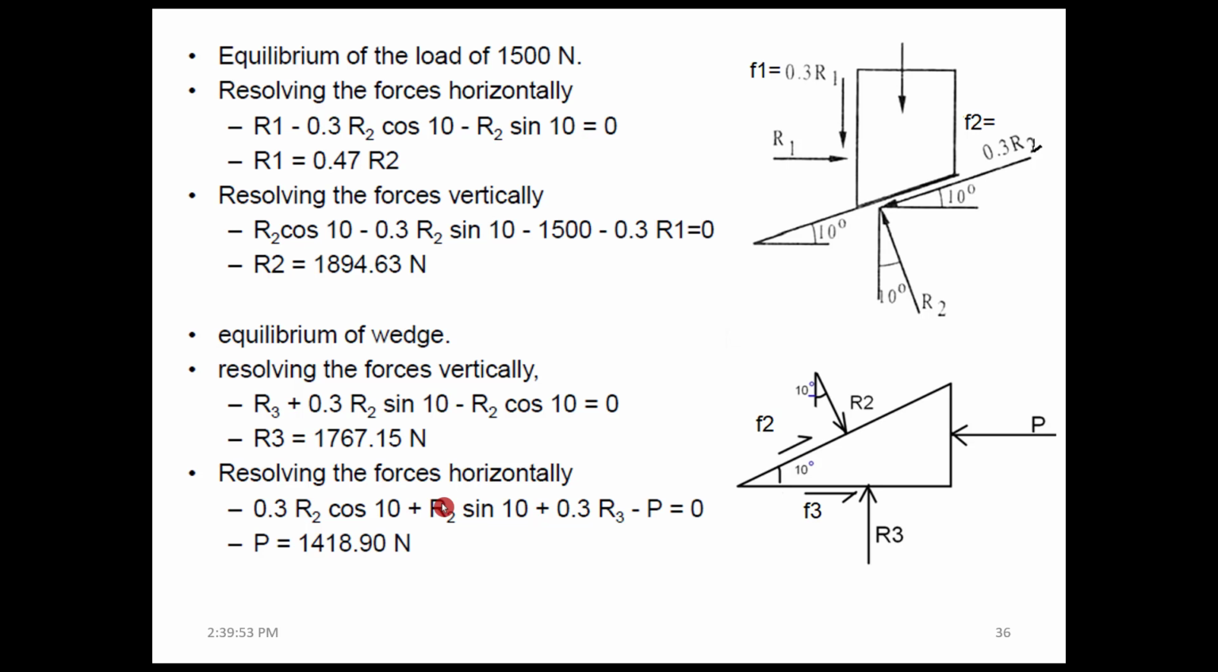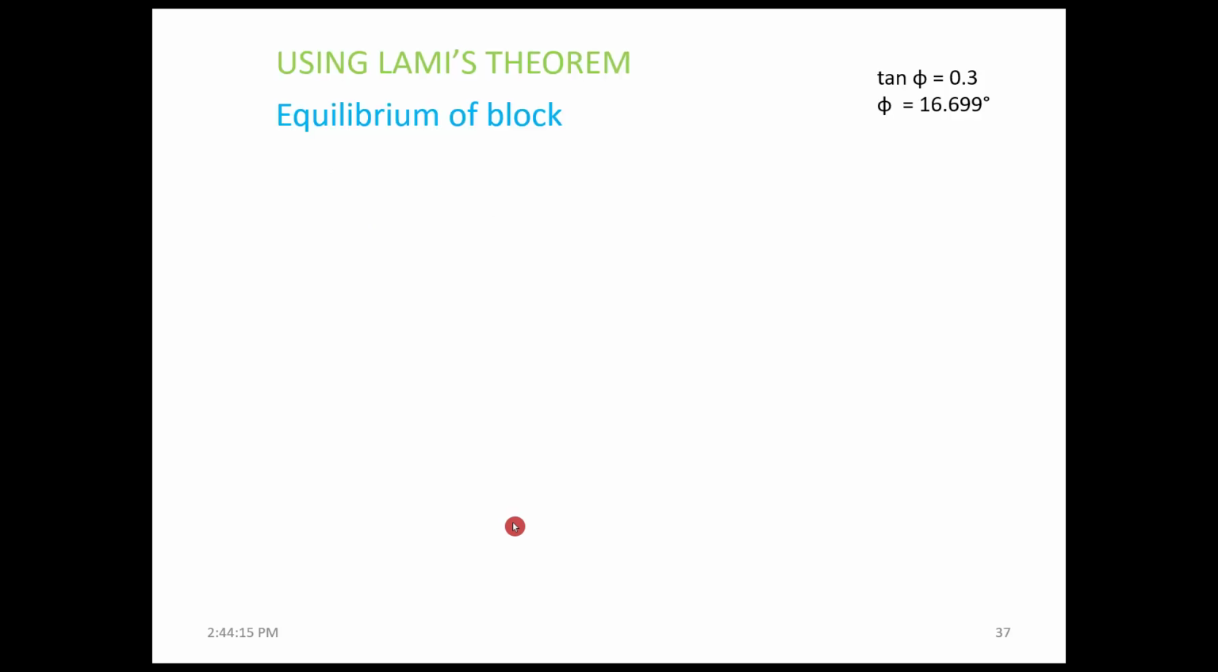plus R2 × sin 10, the component of this reaction, plus 0.3 × R3, which is the frictional force F3, minus P, the external force, equal to 0, which will give you that P is equal to 1418.90 Newton. Another way of solving the problem is using Lami's theorem.